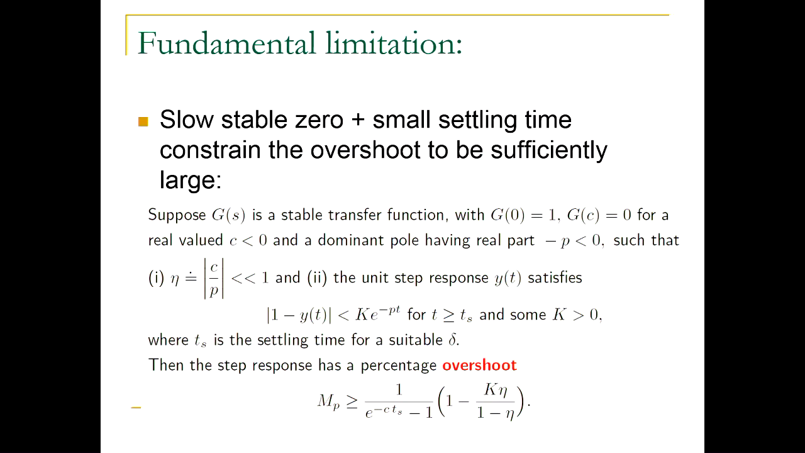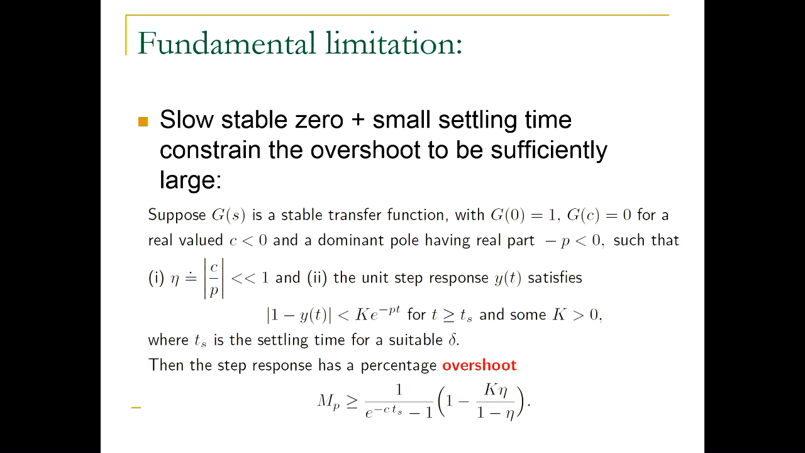Another fundamental limit that I want to present, and that's the last result we will present in the lecture, is the following. If we have slow, and by slow I mean close to the imaginary axis, slow stable zero, so now I'm talking about a stable zero, not an unstable zero, and I have small settling time, then you can show that this will constrain overshoot to be sufficiently large.